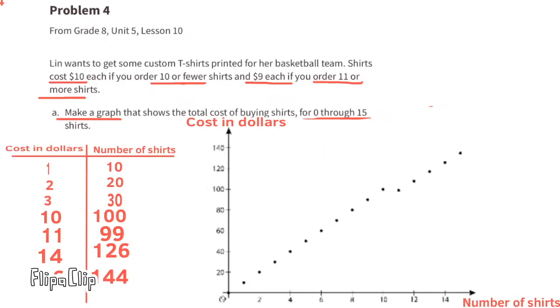On the right side, you see I have a graph. The horizontal axis, or the x-axis, represents the number of shirts, and the vertical axis, or the y-axis, represents the cost in dollars. On the left-hand side, I have a table. The right side column of the table represents the number of shirts and correlates with the horizontal axis, or the x-axis, and the left-hand column represents the cost in dollars, which correlates with the vertical axis, or the y-axis.